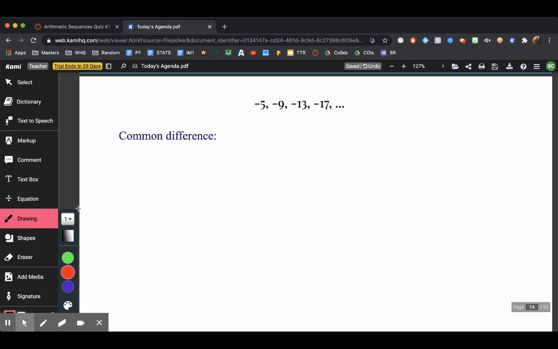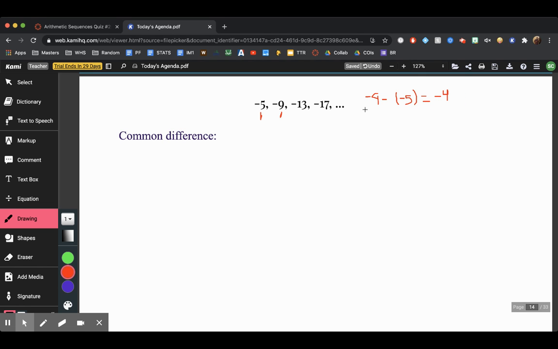If we look at this sequence here, we go from -5 to -9 to -13 to -17. One way to find the pattern is to subtract the previous number from this one. So we'll do -9 minus -5. I put that in parentheses. And that's going to give me -4.